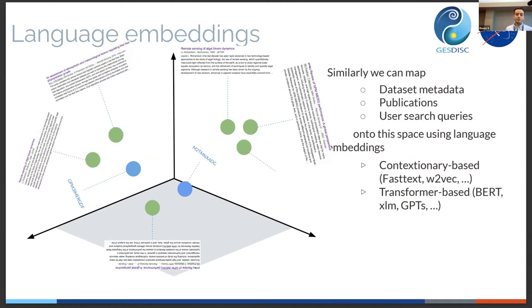Similarly, you can do this for publications. You can map them to this high dimensional space, and your metadata can also be mapped into this space. You can pick any of your favorite language models, transformers, contextionary, any of those, and use it, and even fine tune it for your use case.